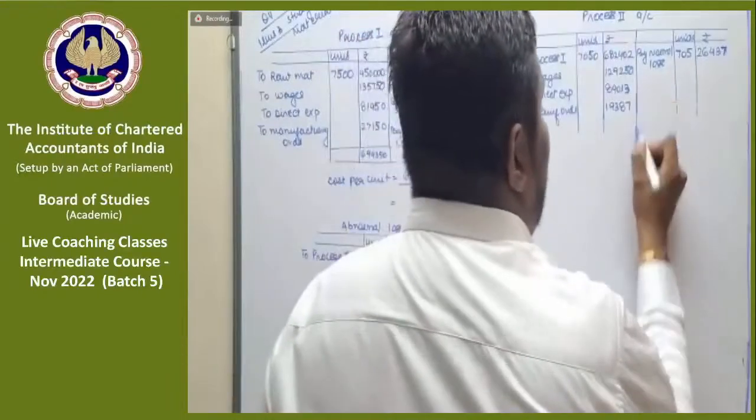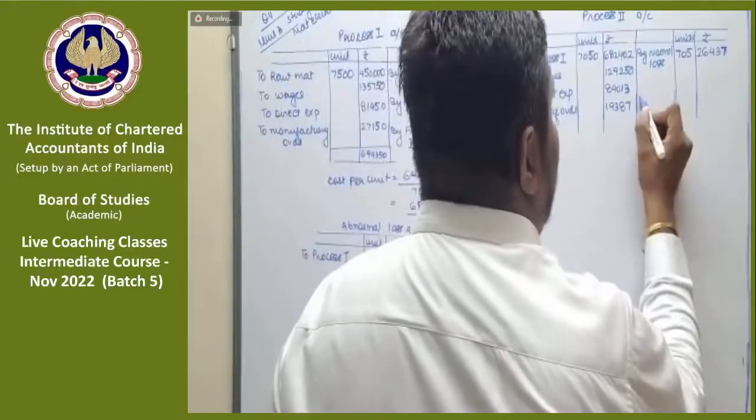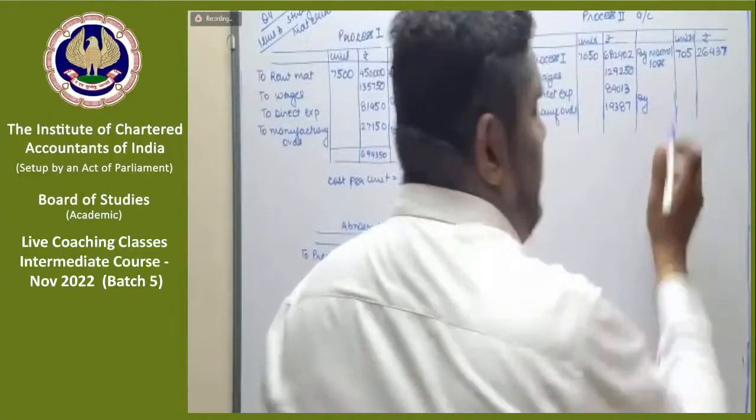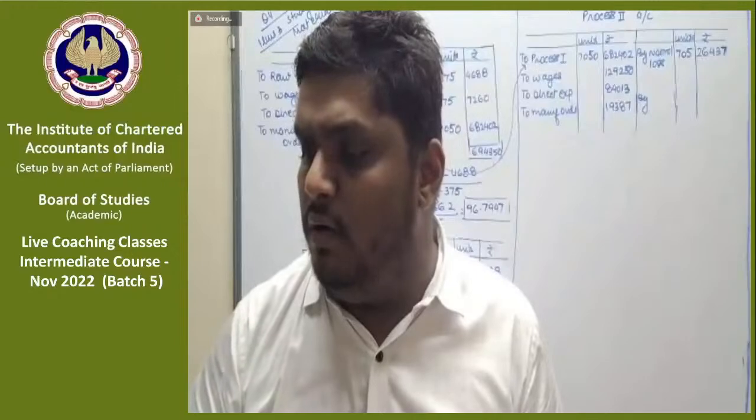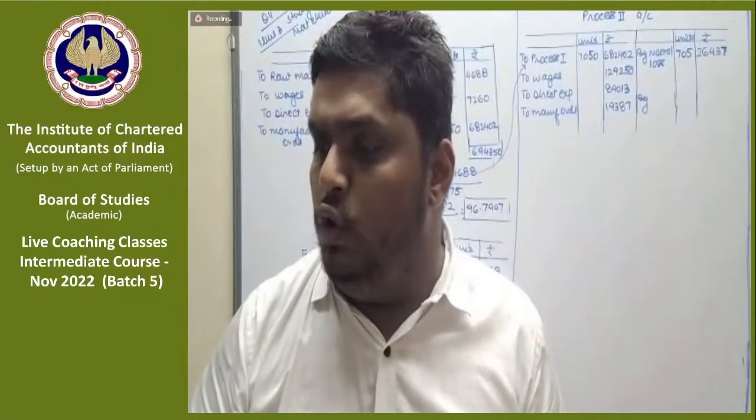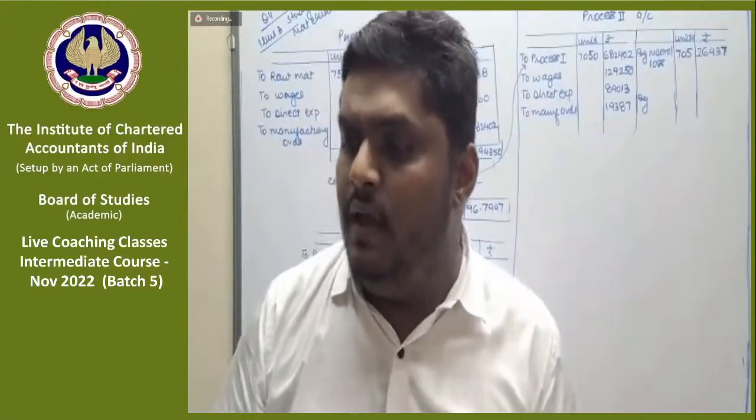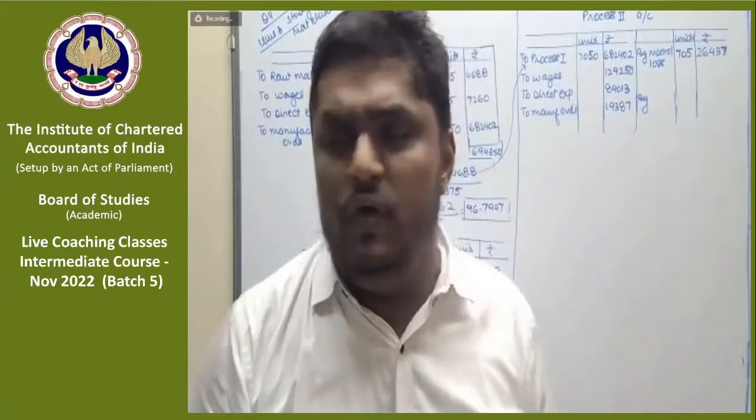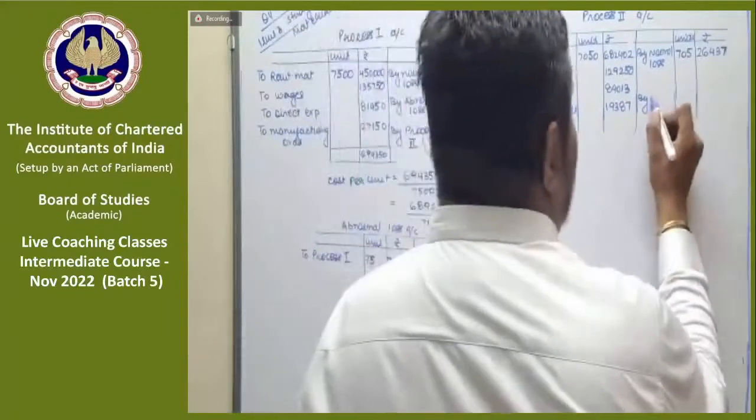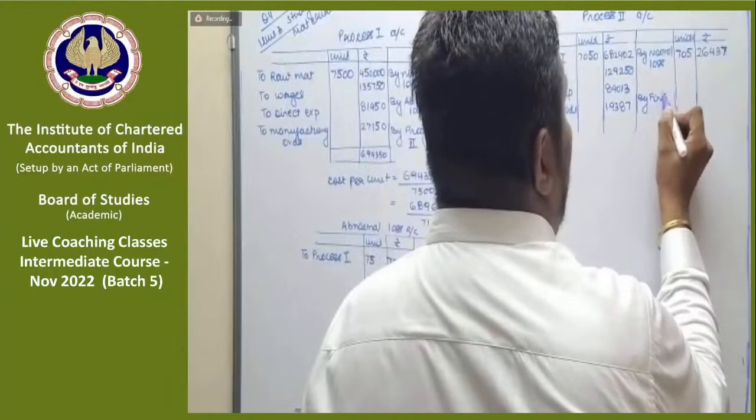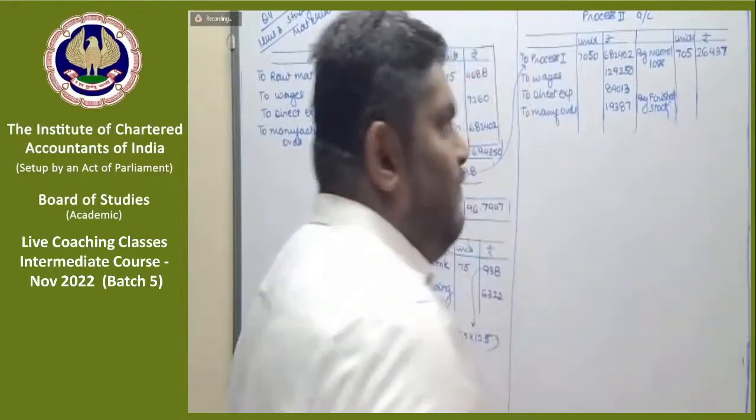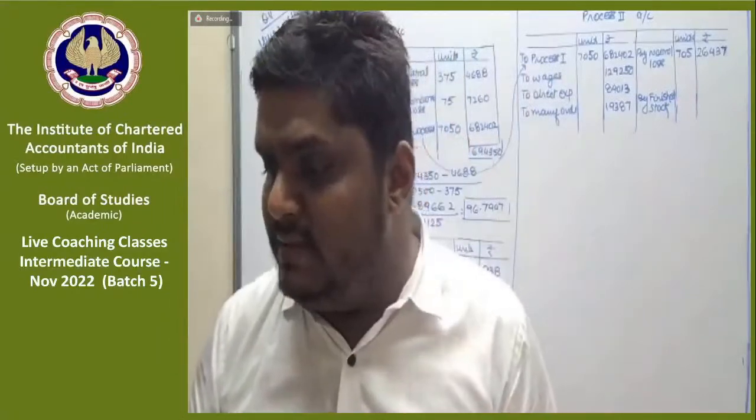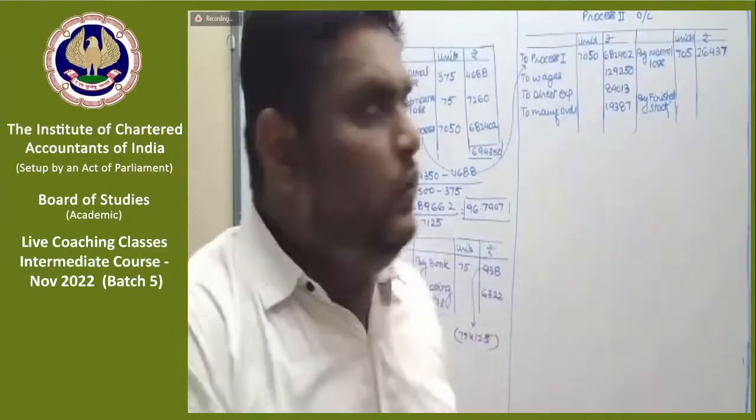Now let's check the output also, how much output we are getting. So the output of process second is to be transferred to finished stock account. It is given that there are only 2 processes involved. Further, it is given on completion it is transferred to finished stock account. So to finished stock account, the output that we are getting is 6525 units.